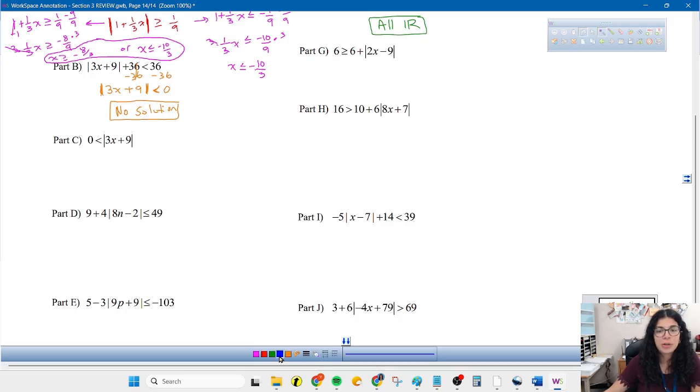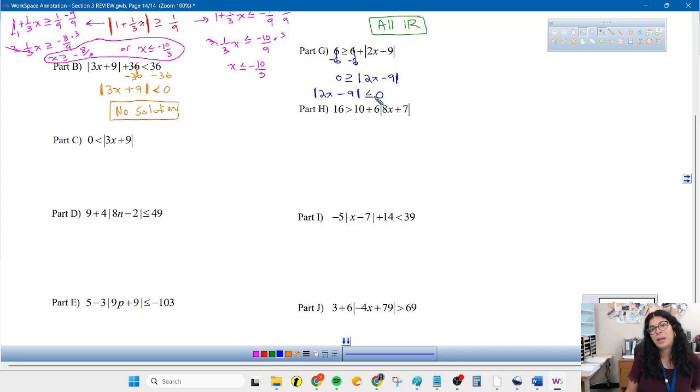Okay, let's do part G. So on part G, I'm going to subtract 6 on both sides. So I have 0 is greater than or equal to the absolute value of 2x minus 9. And I find it to be a little bit easier to think about the numbers if you put your absolute value on the left. Because remember, your variable really needs to be on the left in order to read the inequality properly. So this distance, no matter what I get here, is going to be less than or equal to 0.